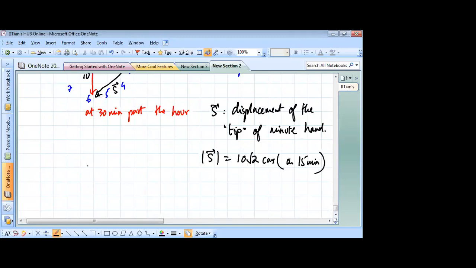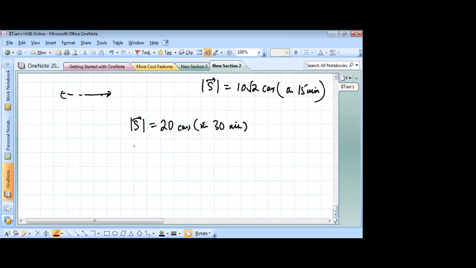Similarly, in half an hour, it will go from this position to now this position. So it will become one whole diameter. It will become 20 centimeters in 30 minutes. And likewise, the displacement will be 0 in 60 minutes because it has come back to the original. That is from simple observation of a clock pattern that it's at 90 degrees.